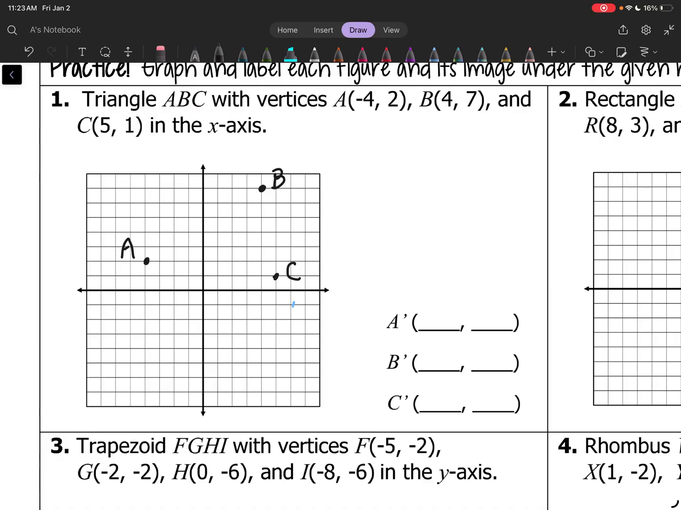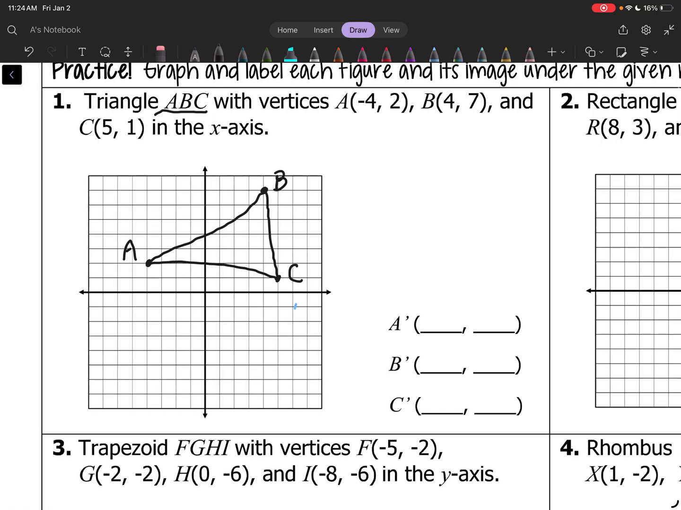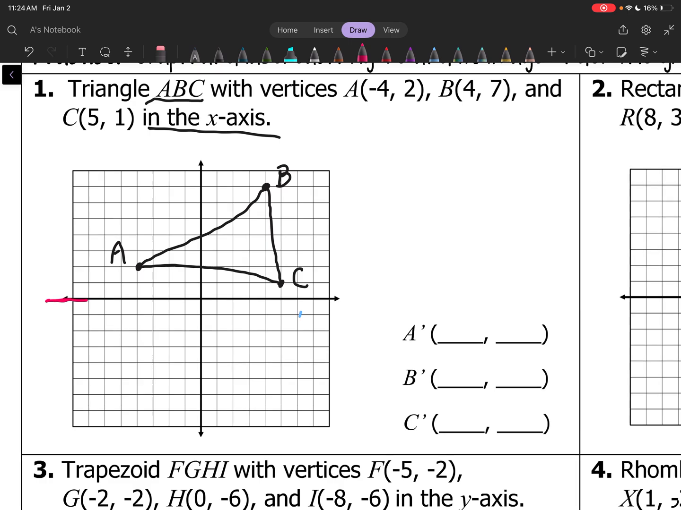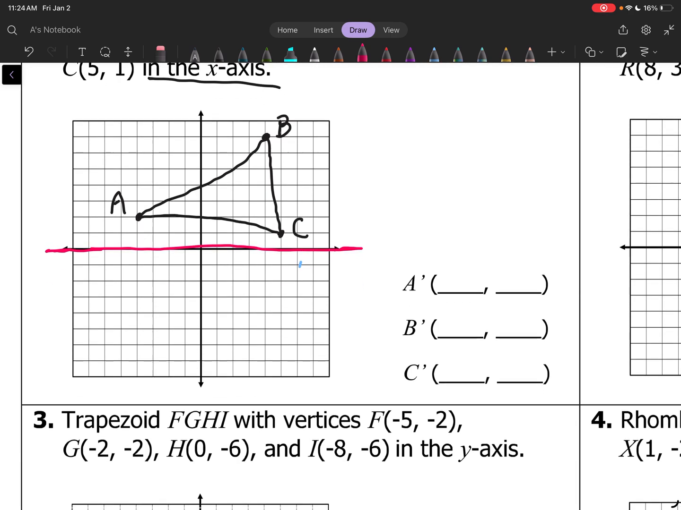I'm going to follow the order it is written in to draw this figure. A to B, B to C, and then finally C back to A. There's my triangle ABC. Now let's look at the transformation. It is reflected in the x-axis. So here is my line of reflection, and each point is going to flip over it, the same amount of units as the distance from the line.